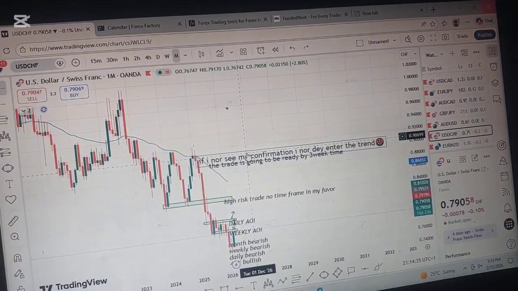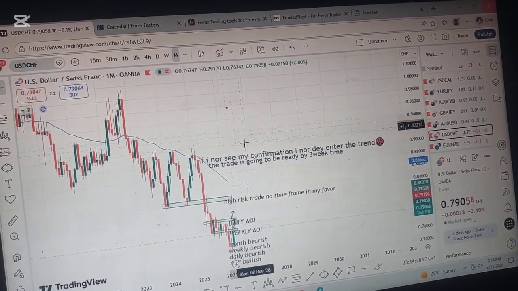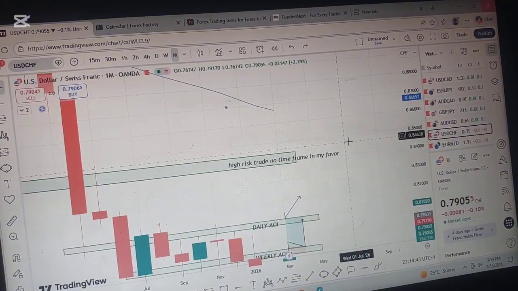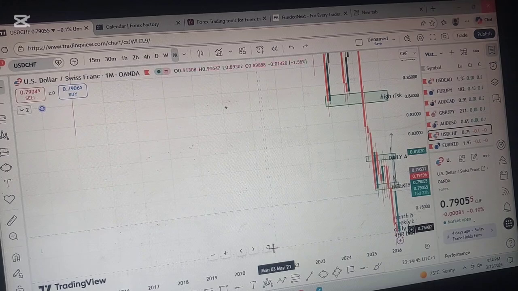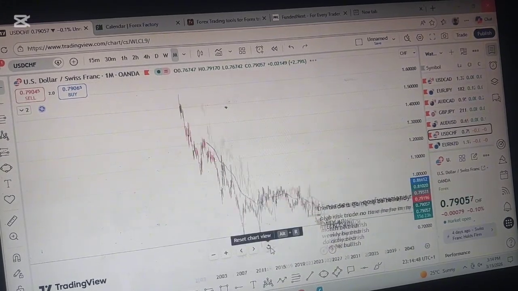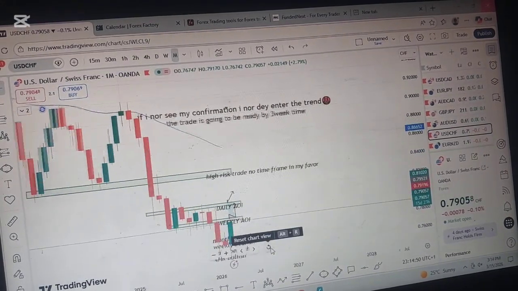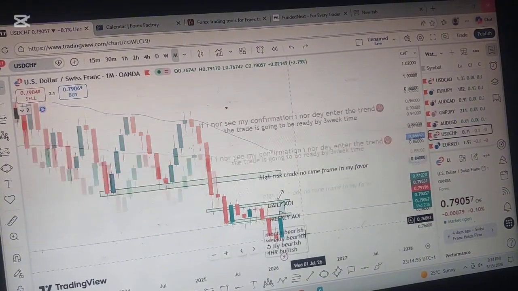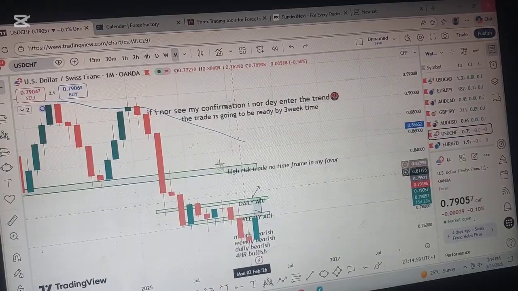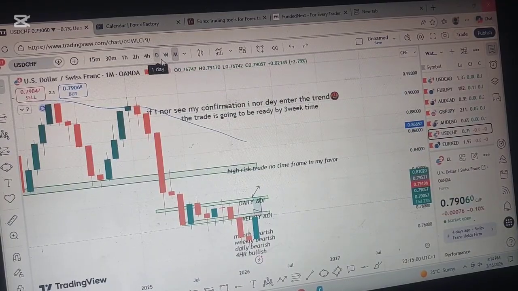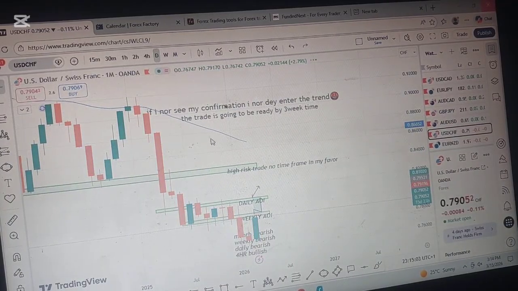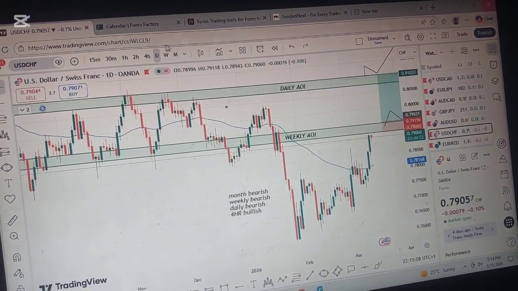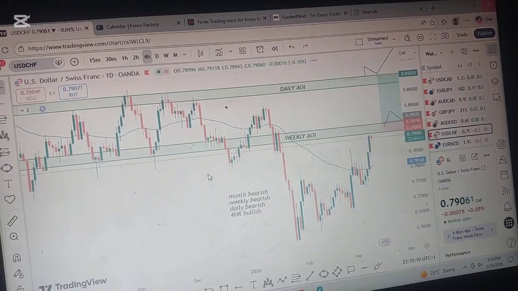USD CHF. You can clearly see on the monthly time frame we have currently reached the lowest point we have ever been in USD CHF. So this is a high risk trade. I don't recommend you guys to take it. What I'll be waiting for, there's no time frame in my favor. Maybe the daily time frame. Let's see. Yeah, the daily time frame is not in my favor. Just the 4 hours time frame in my favor.